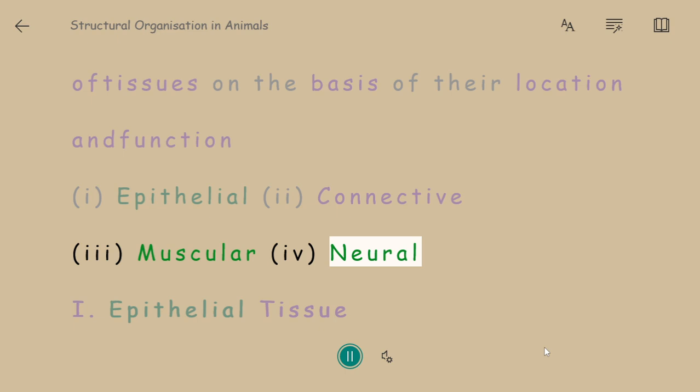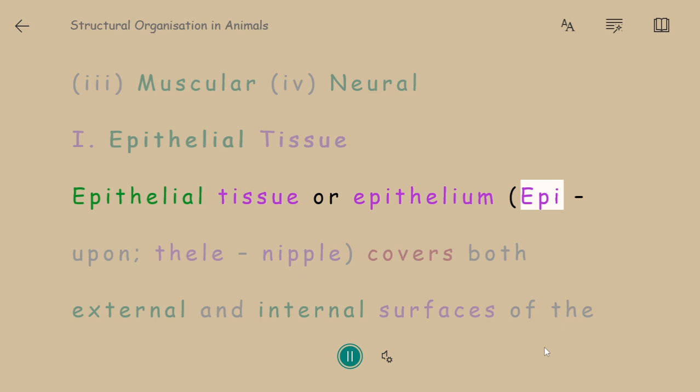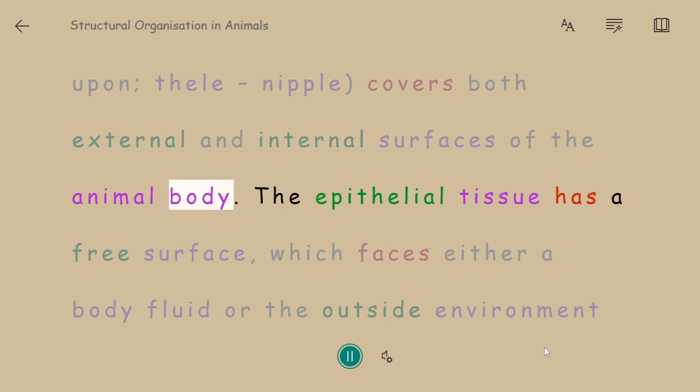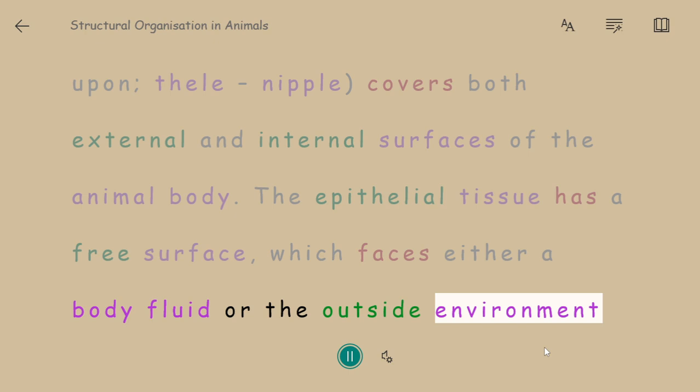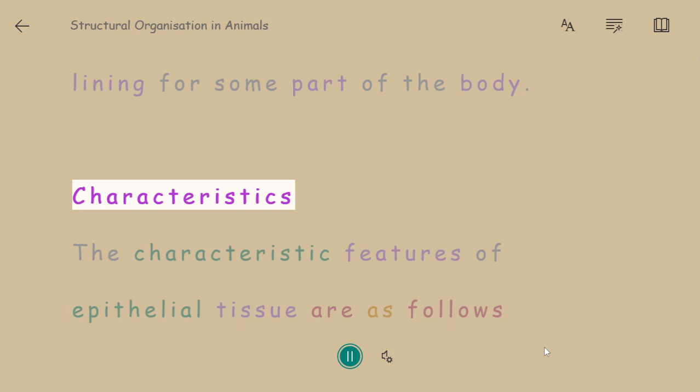1. Epithelial tissue. Epithelial tissue or epithelium (epi, upon; theli, nipple) covers both external and internal surfaces of the animal body. The epithelial tissue has a free surface, which faces either a body fluid or the outside environment and thus provides a covering or a lining for some part of the body. Characteristics. The characteristic features of epithelial tissue are as follows.